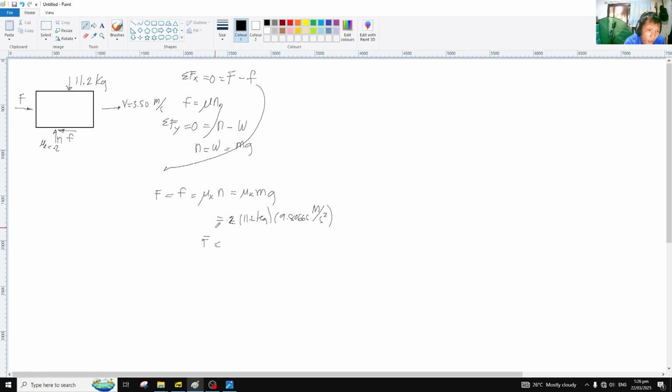But again, your summation of forces, the F you applied versus the frictional force, which is actually equal but reversed, the action-reaction pair. Okay, they are equal. 0.2 times 11.2 times 9.80665, and you have 220 in two significant figures. 220 kilograms, that would be 200 Newton.